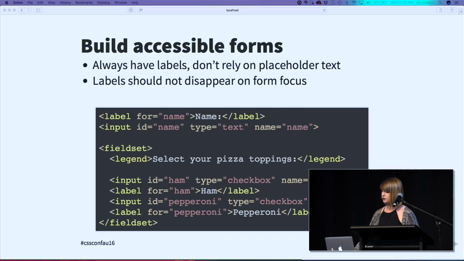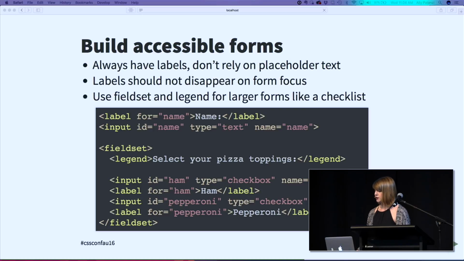Always have labels for every input. Don't use placeholder text instead of a label. Labels shouldn't disappear on form focus. And then make sure to use field set and legend for larger forms. It's helpful for if users are using a screen reader and other assistive technology.